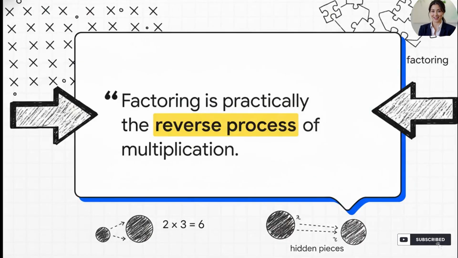And this quote, it really nails the core idea. We all know that 2 times 3 equals 6. Well, factoring is just doing that in reverse. You start with the 6, and you have to find those hidden pieces, the 2 and the 3 that made it in the first place. We're going to apply that exact same logic, just with a little bit of algebra.